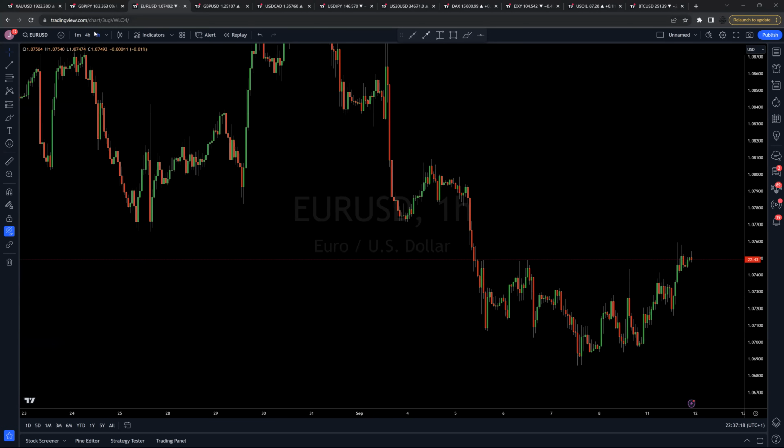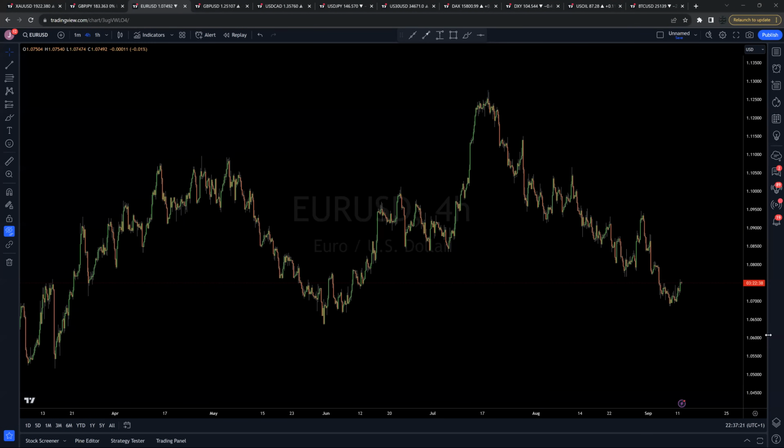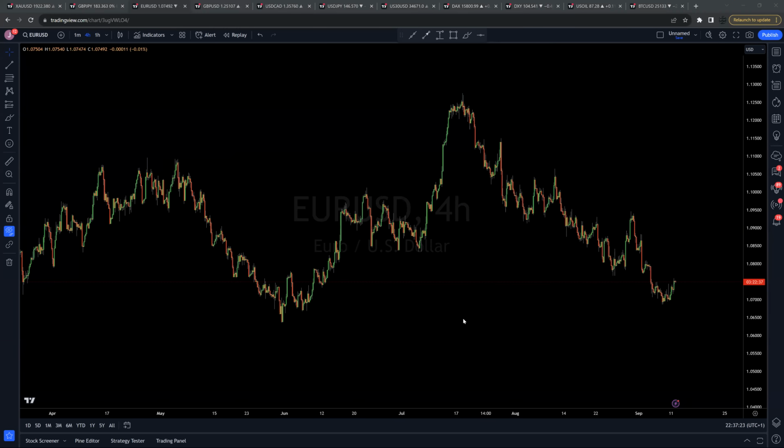It looks like pairs like Euro USD and GBP USD are going to enter a secondary phase of market structure. We can see on Euro USD, we're retesting into this previous liquidity zone and last intraday higher time frame lows there around 1.07 from June.